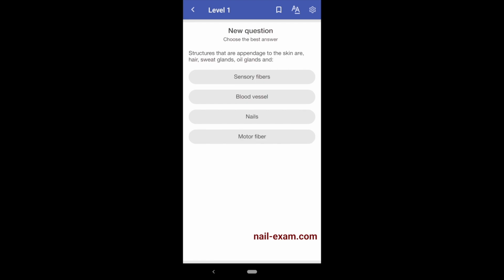Structures that are appendage to the skin are hair, sweat glands, oil glands and. Answers: A. Sensory fibers. B. Blood vessel. C. Nails. D. Motor fiber. The answer is C.